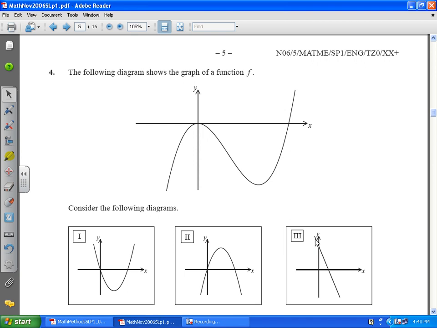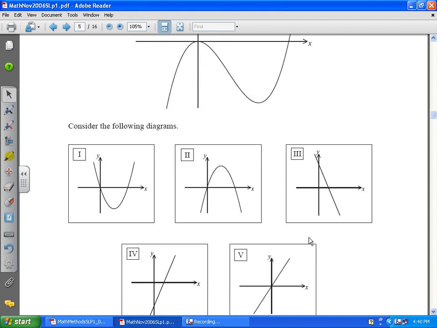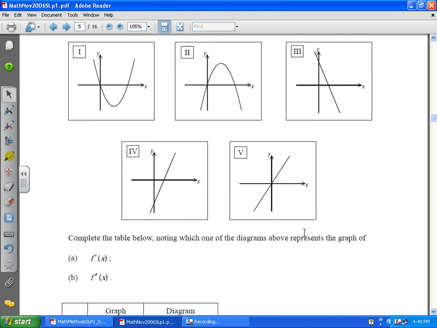So now we're doing question 4. The following diagram shows the graph of function f. Now to solve this question, you just need to know your derivatives very well. So if we can just scroll down and see what the question is asking for. So we're supposed to find f dash x and f dash dash x.